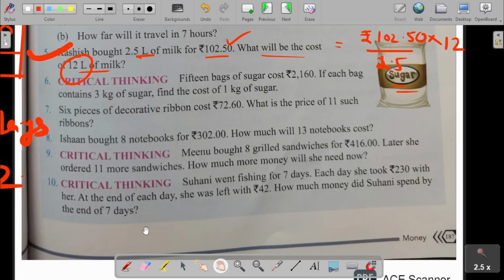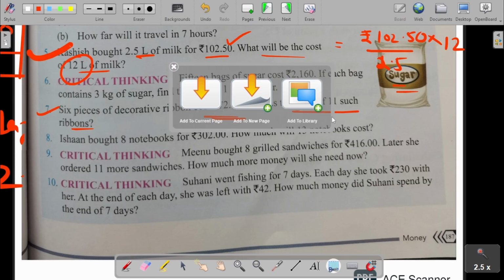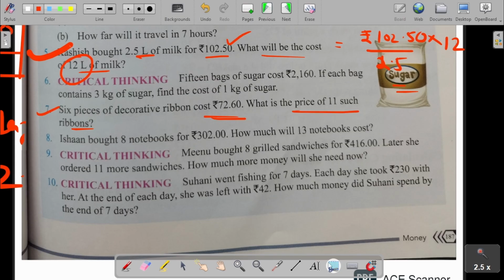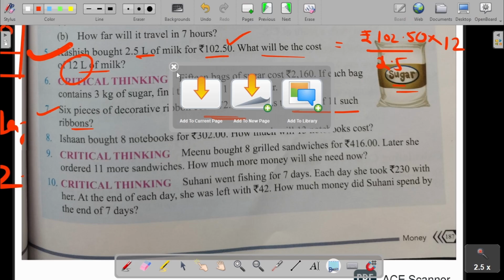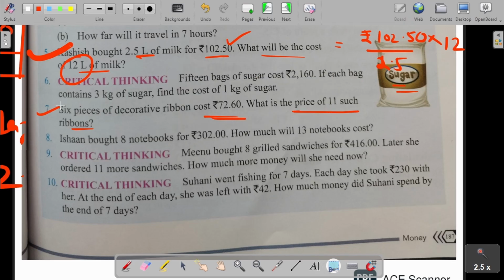Okay, next question number 7. In question number 7, 6 pieces of decorative ribbon cost 72. What is the price of 11 such ribbons? So 6 pieces cost 72. So firstly we will find the price of one ribbon. Okay, I'll take these two questions together.